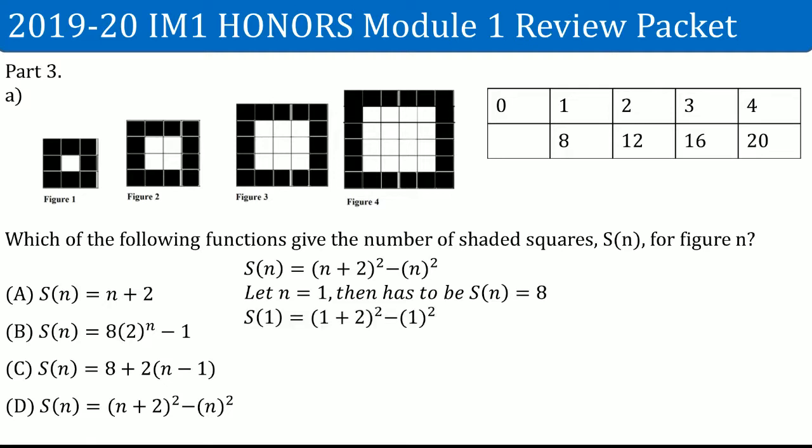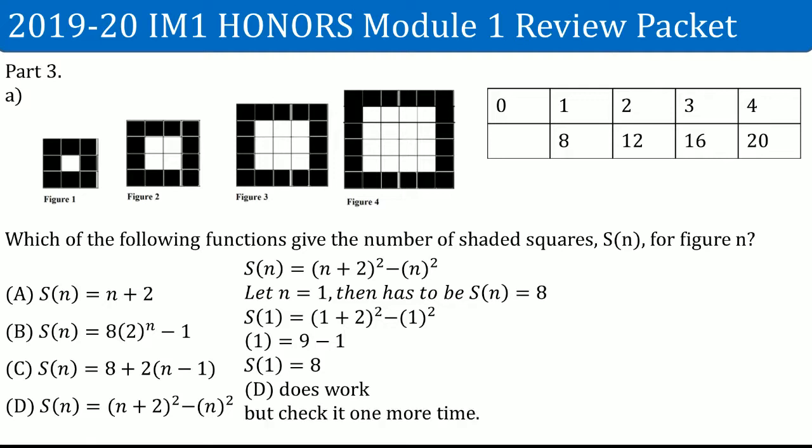So substitute n equals 1. Do you see how here n becomes 1, n becomes 1. So 1 plus 2 is 3. 3 squared becomes 9. 1 squared is just 1. So S of 1 equals 8. So D does work. But we will check it one more time.